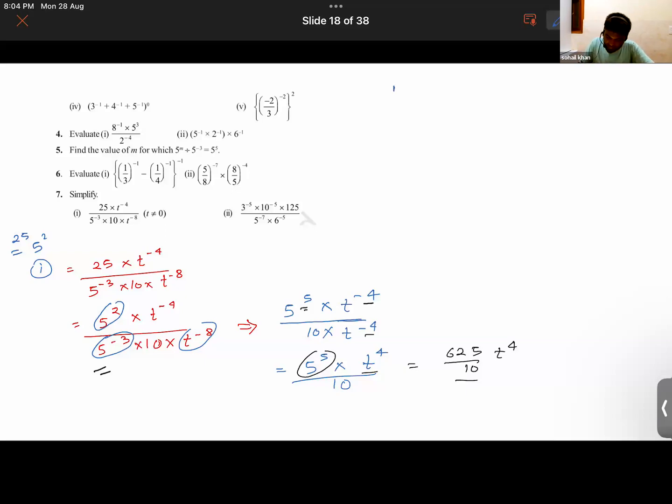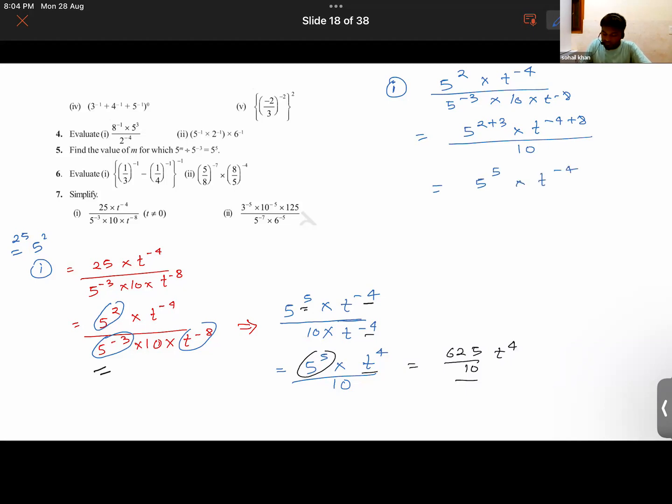Okay, let's do one thing now. Starting from the first method, we did this now. 5 squared into 10 raised to the power minus 4, right? Then you had 5 raised to minus 3 into 10 into t raised to the power minus 8. We added them. 5 raised to the power 2 plus 3 into t raised to the power minus 4 plus 8, right? That is what we did. And you were left with 10 on the denominator side. So 5 raised to the power 5 into t raised to the power 4. Sorry, t4, not minus 4.